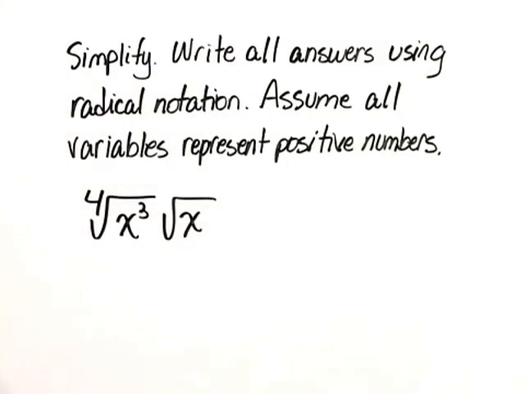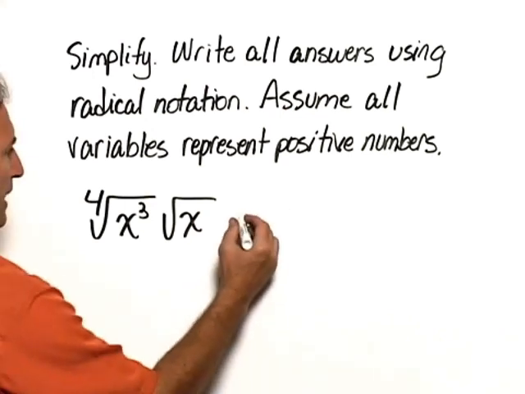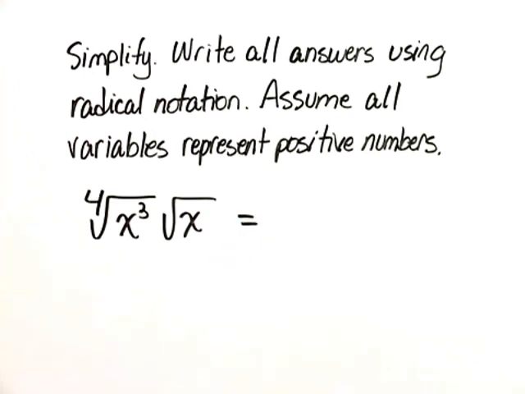Simplify, write all answers using radical notation, assume all variables represent positive numbers. The fourth root of x cubed times the square root of x. Well, first what we're going to do is rewrite these using fractional exponents.